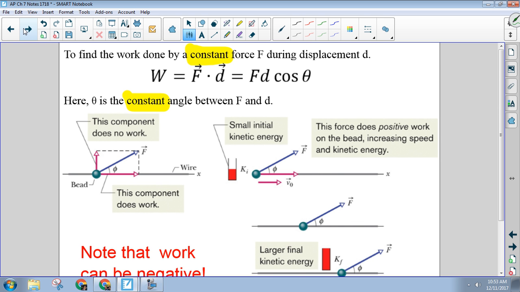Emphasis when you write it. Exactly. Okay. So last year I did not do a great job emphasizing this. Work equals force times distance only works if the force is constant. Okay?